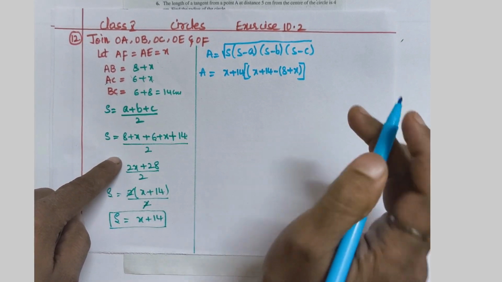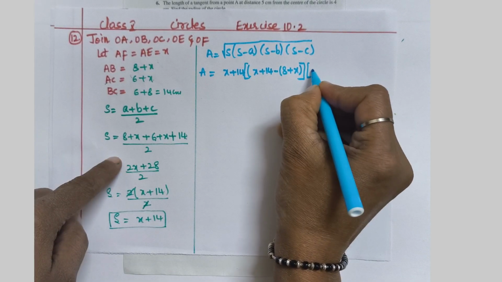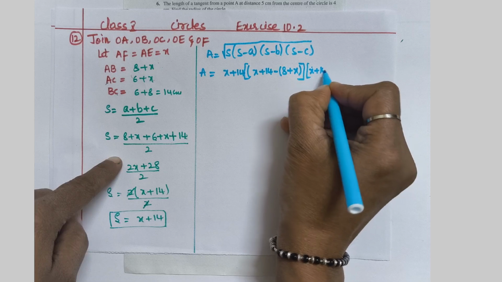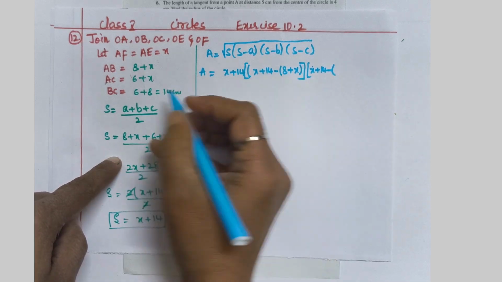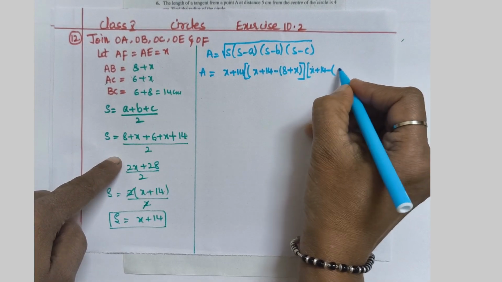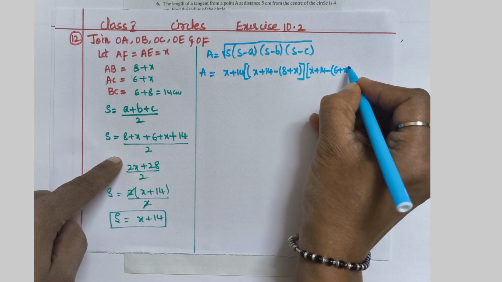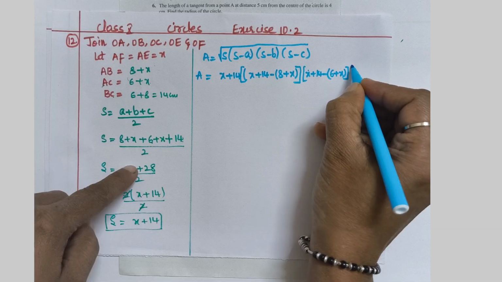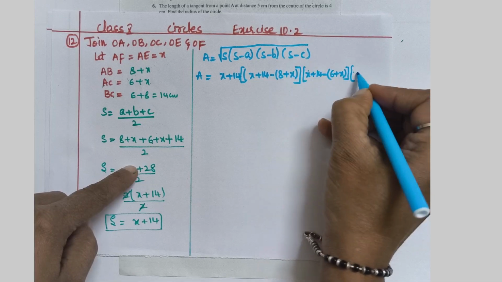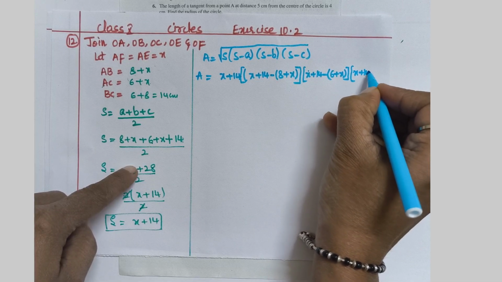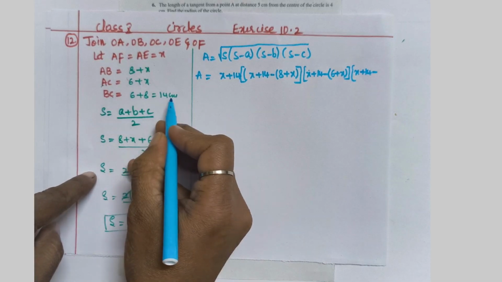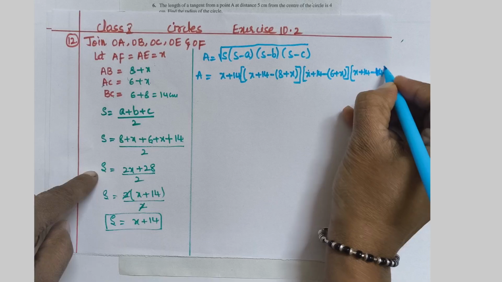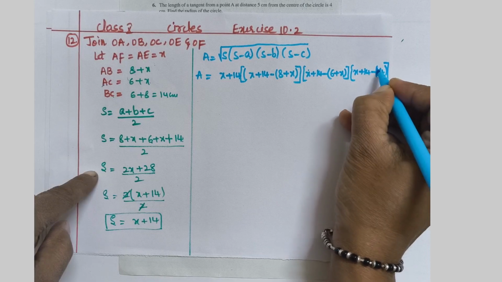Next we will do S minus B. Carefully listen. S means X plus 14. Minus B means 6 plus X. Bracket close. Carefully do it. Next, S minus C. So X plus 14 minus C means 14. Minus 14. Write 14 properly here, bracket close.